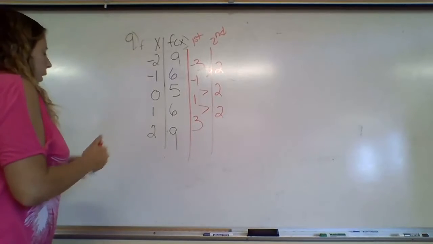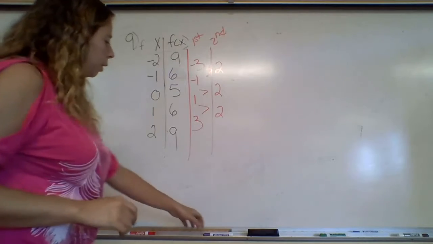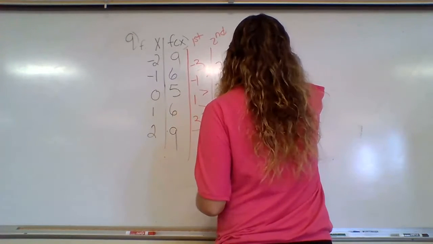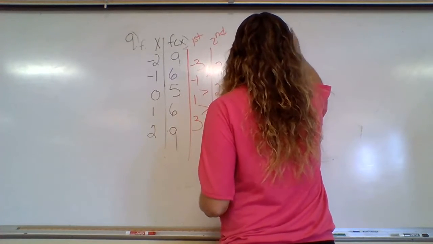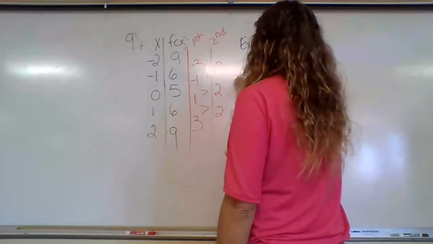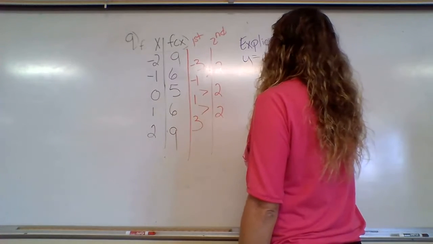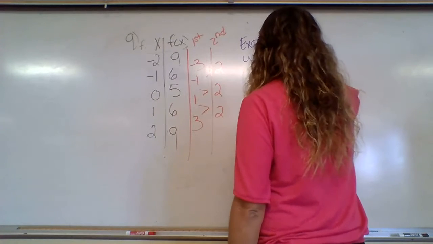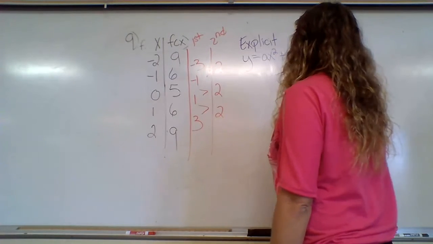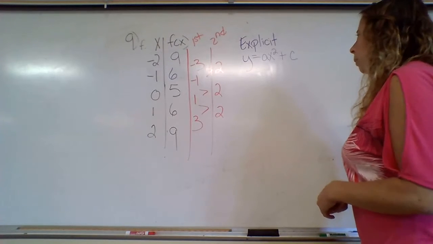All right, finishing up 9F. I just erased the board and rewrote some things. You have to do an explicit equation, which we haven't gone over. We will, obviously, but they kind of want you to try it on your own. So the form they're looking for is y or f of x, whichever one you want, equals ax squared plus c, where c is a constant. It'll make sense when we do it.